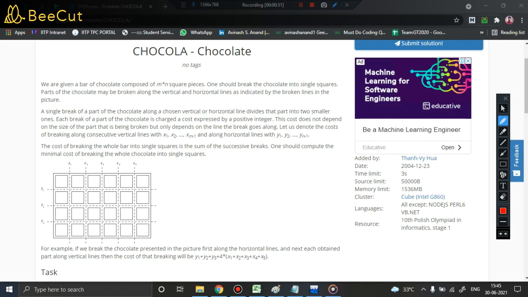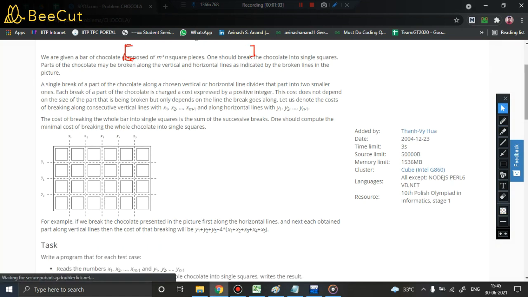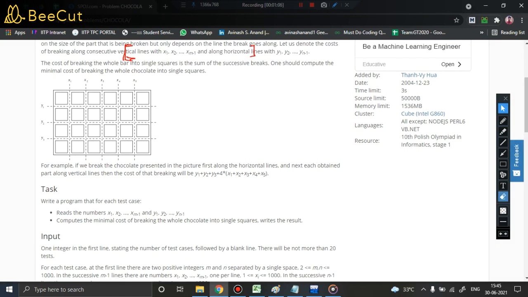So this is the problem taken from Spoj, and the problem is about chocolate. The name of the problem is Chocola, chocolate. Now let me be very specific about what the problem actually says. In the problem you are provided with a chocolate bar. You can assume that this is similar to a Cadbury Dairy Milk that we basically eat.